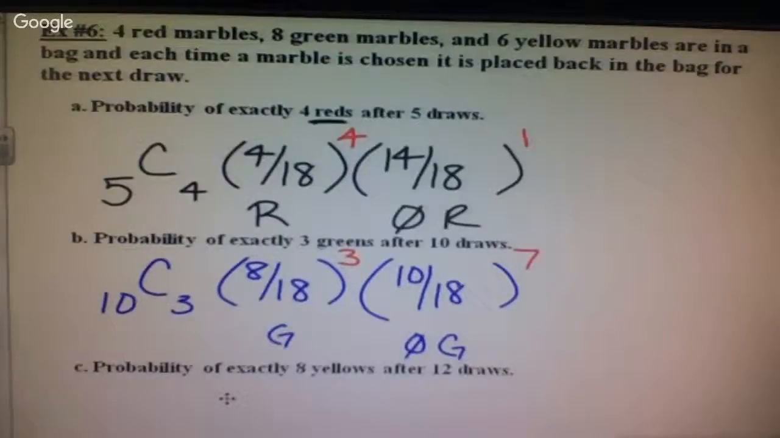Wait, how'd you get 18? There's 18 total marbles. You've got 4 red, 8 green, and 6 yellow. Okay. Yes, ma'am.